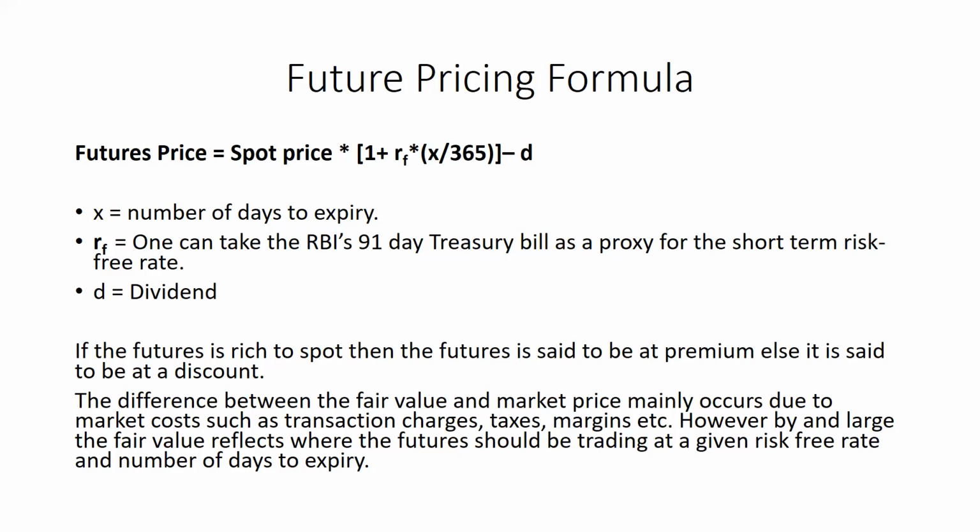So this X by 365 factor will increase, and the spot price multiplied by it gets increased. So it implies that the near month will have a lower futures price compared to the far month. Far month will carry more premium, so you have to pay more for the later expiry. If the future is rich to spot, then the future is said to be at a premium, else it is at a discount.